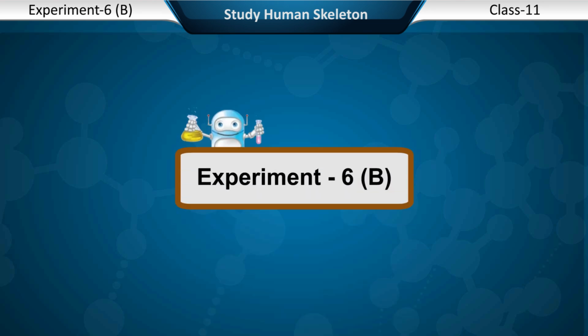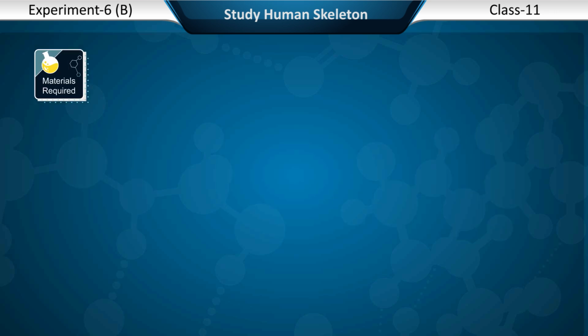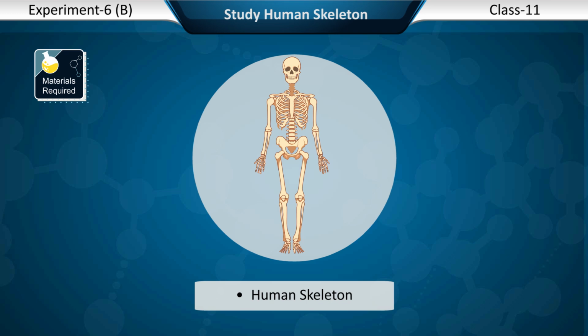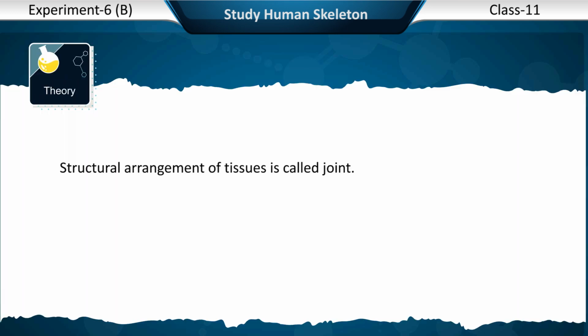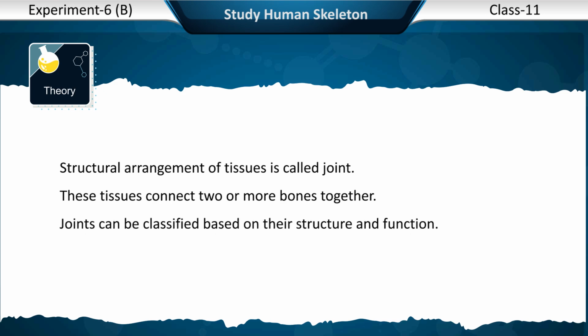Experiment 6b. Aim: to study different types of joints with given specimens. Materials required: human skeleton. Theory: structural arrangement of tissues is called joint. These tissues connect two or more bones together. Joints can be classified based on their structure and function.